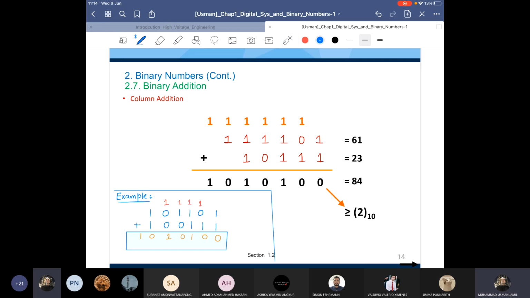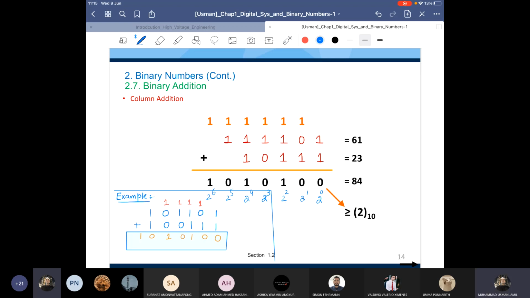How can we convert binary? Because you guys know how we can convert any number into decimal. Just for example, if we want to verify whether this number is equal to 84 or not, I will use a shortcut. This is 2 power 0, then 2 power 1, 2 power 2, 2 power 3, 2 power 4, 2 power 5, 2 power 6.